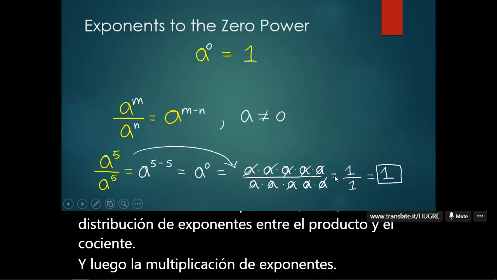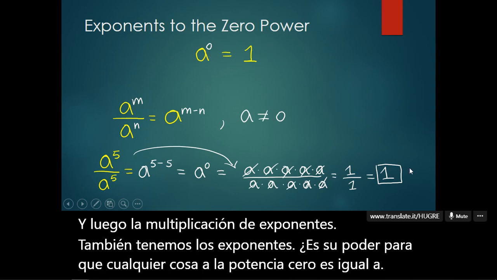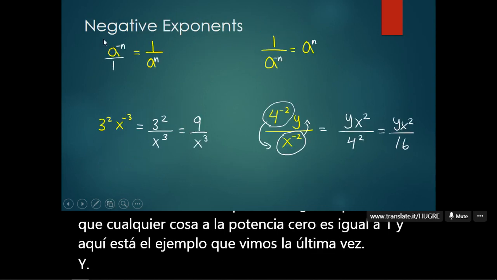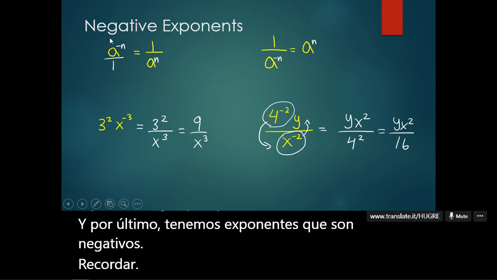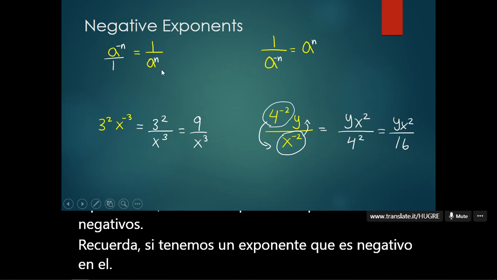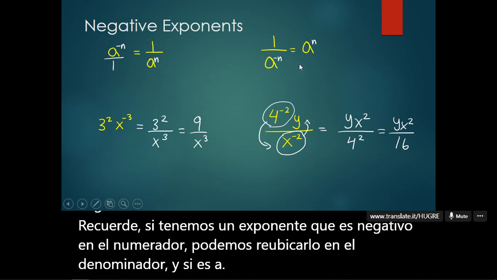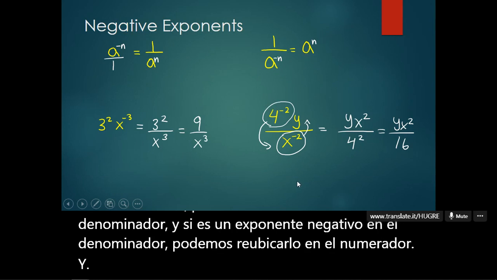We also have the exponents to the 0 power, so anything to the 0 power is equal to 1, and here is the example we looked at last time. And last, we have exponents that are negative. Remember that if we have an exponent that is negative in the numerator, we can relocate that to the denominator. And if it's a negative exponent in the denominator, we can relocate that to the numerator. And the example we worked on last time.